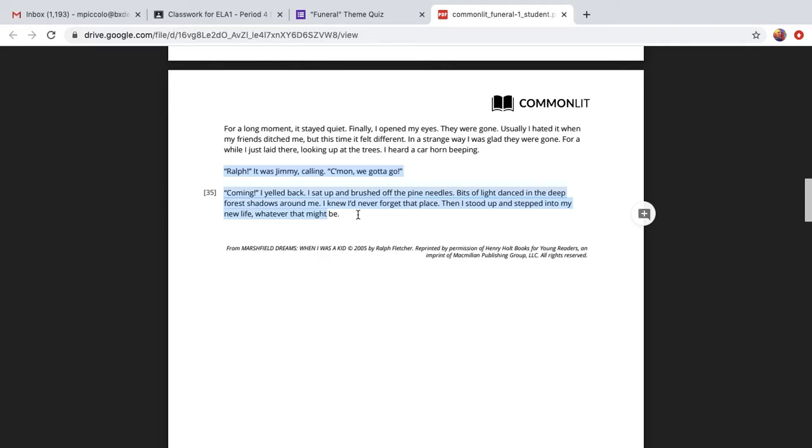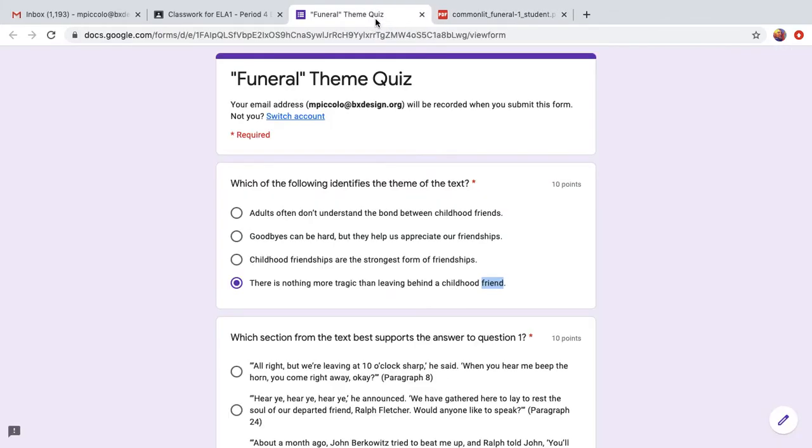So we know that the tone is kind of what I would call bittersweet. And what I mean by bittersweet is that there's a sadness about leaving his old friends behind, but he's also happy about the fact that he had those friendships and those experiences, and now he's able to move on into his new life in a brave way, right? He says, "I stood up and stepped into my new life, whatever that might be." So that sounds like he's being kind of brave about it. So knowing that, I'm going to go back to my quiz.